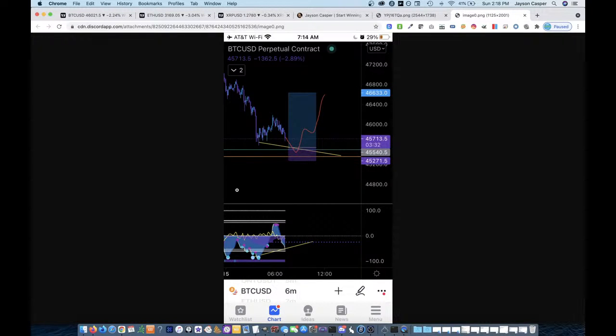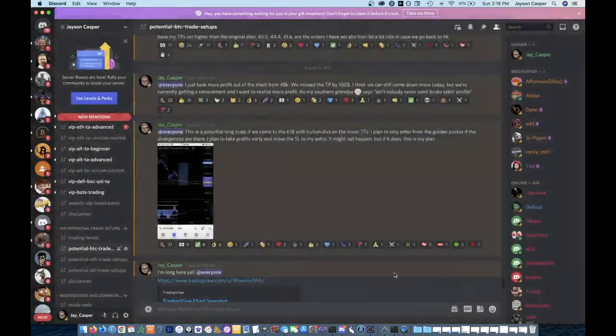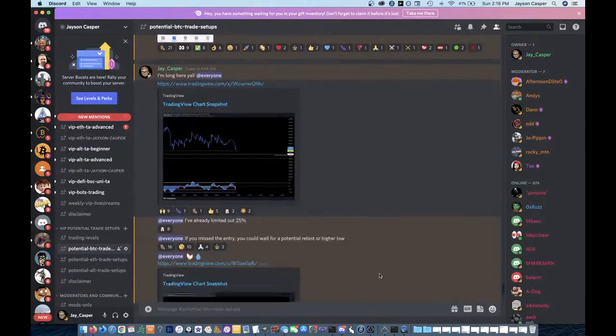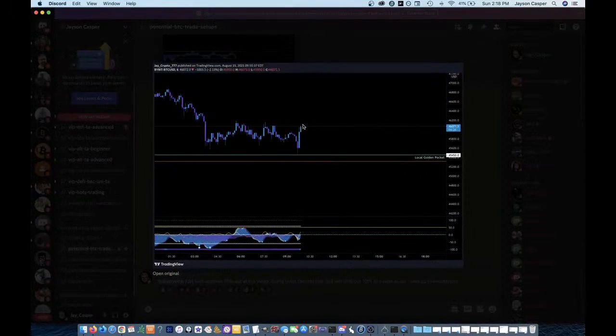And I'm like, if we come down to this golden pocket and those bullish divergences stay, well then I will enter a long. And that is what happened. So because my plan came to fruition, I did enter the long trade. You can see the chickens were drinking water. We got that really nice bounce.